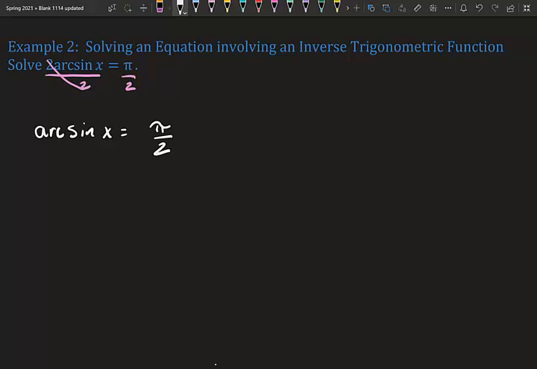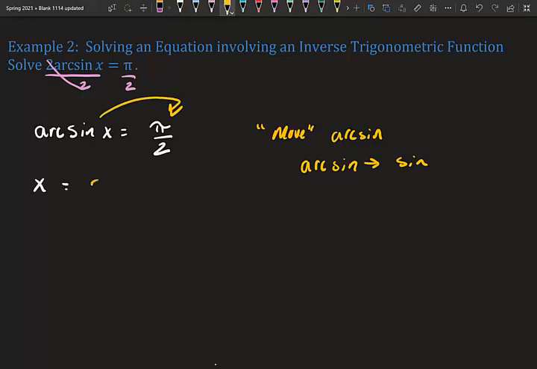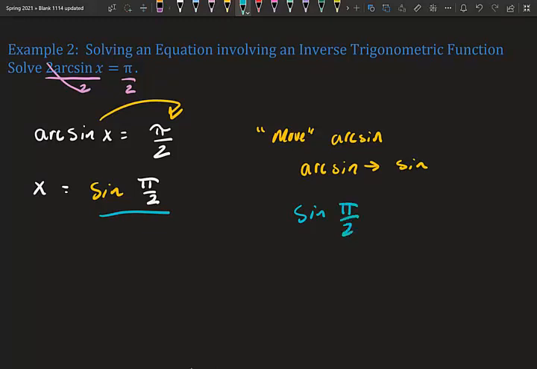Now we need to move over the trig function. When we move it over, we take the inverse. Since it's already the inverse, it actually becomes the normal sine. So we have x equals sine pi over 2. Now on our unit circle, sine pi over 2 is on the unit circle, and it equals 1. It's 90 degrees. So x equals sine pi over 2, which is 1.